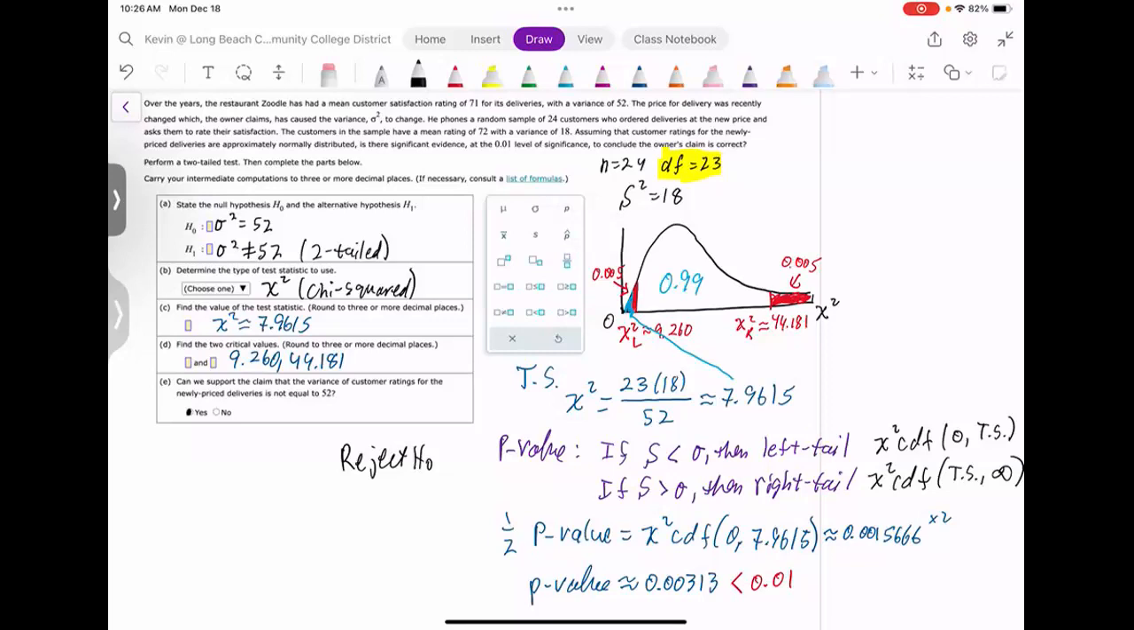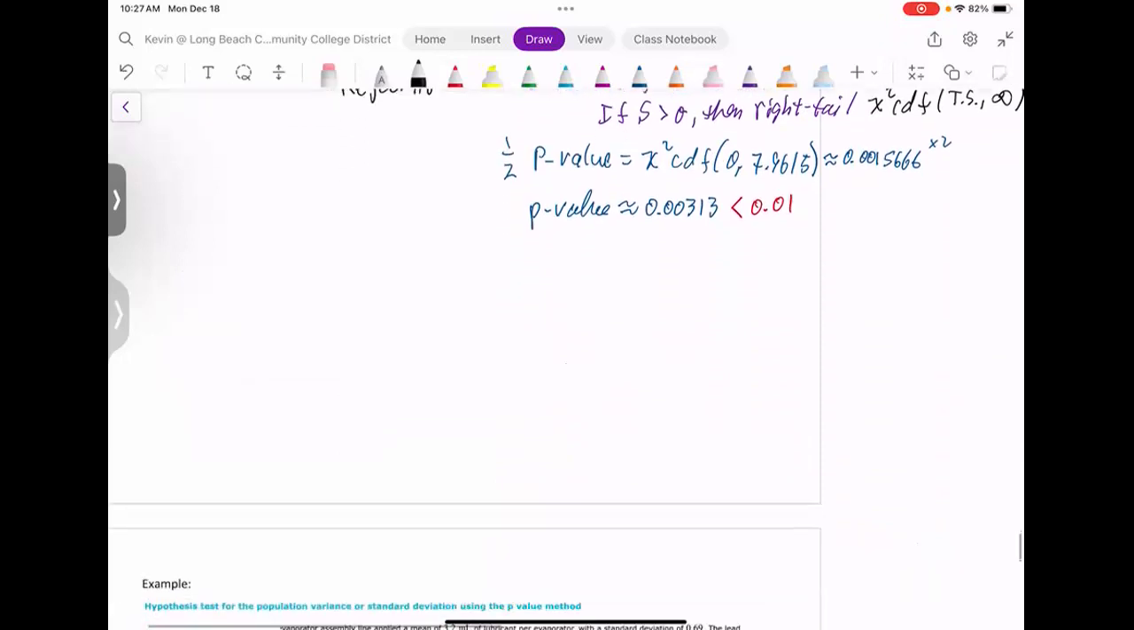If it's the other way, if the sample standard deviation is bigger than the population standard deviation, S is bigger than sigma, then we're in the right tail, and that's going to be chi-squared CDF from the test statistic off to infinity, which to us means a really large number, 9999999, whatever. If it's two-tail, then when we find that p-value, it's actually only half the p-value. We have to remember to double that. If it's not a two-tail, then we don't need to do the doubling. Let's do our last problem.